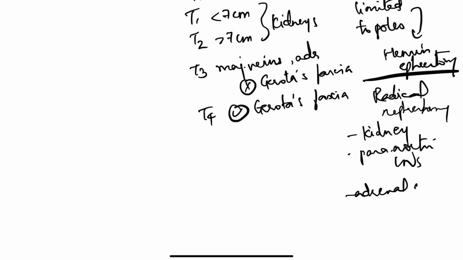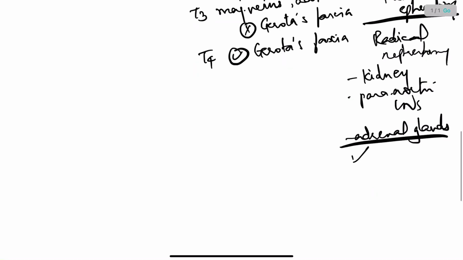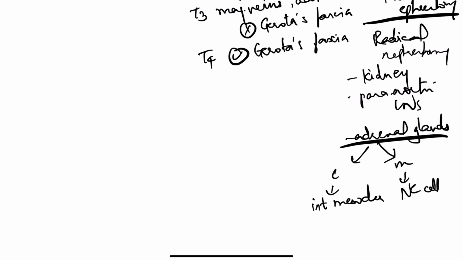Talking about the adrenal glands, this is going really tangential, but one important thing we want to remember about the adrenal glands is the adrenal cortex is derived from the intermediate mesoderm, whereas the medulla is derived from the neural crest cells, right? So this was about RCC.